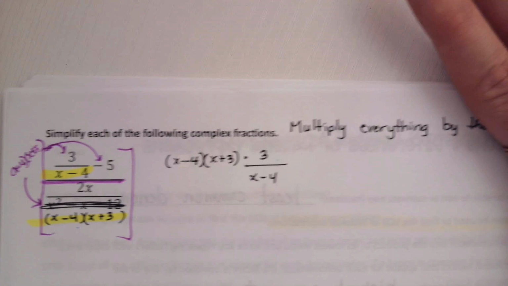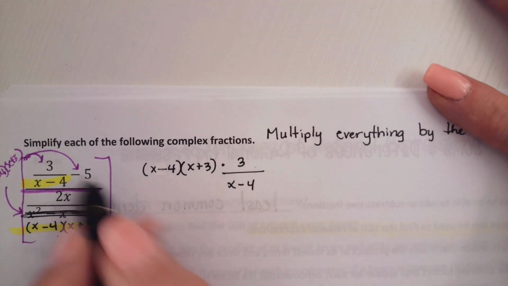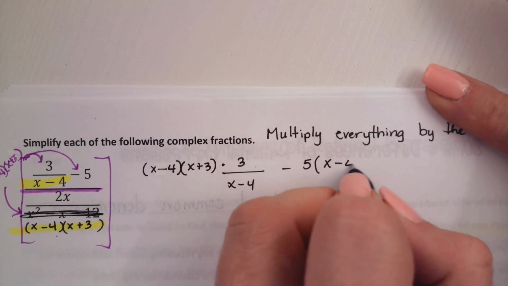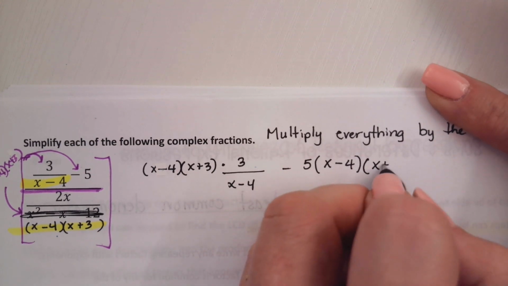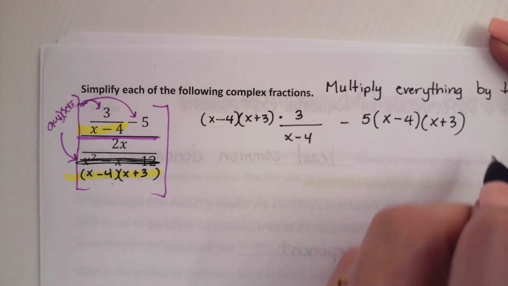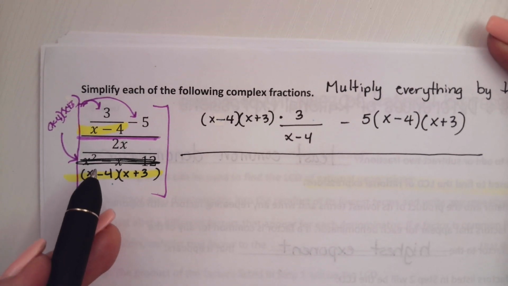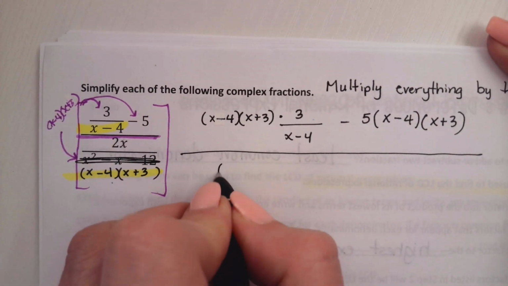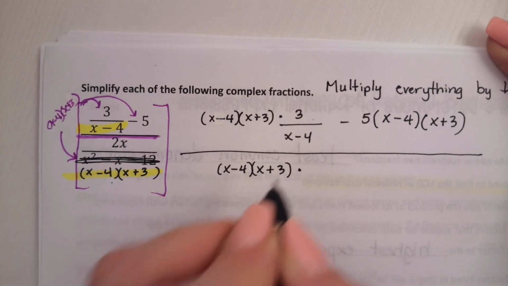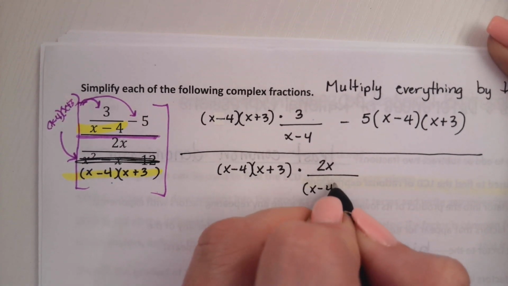Then we're going to do that same LCD again, and this time multiply it to this 5. So we have a negative 5, times our LCD, x minus 4, x plus 3. So we distributed it to the first fraction, to the 5, and then to the fraction on the bottom as well. Again, I'm going to take that LCD, x minus 4, x plus 3, and multiply it to the fraction on the bottom, which is 2x over x minus 4, x plus 3.